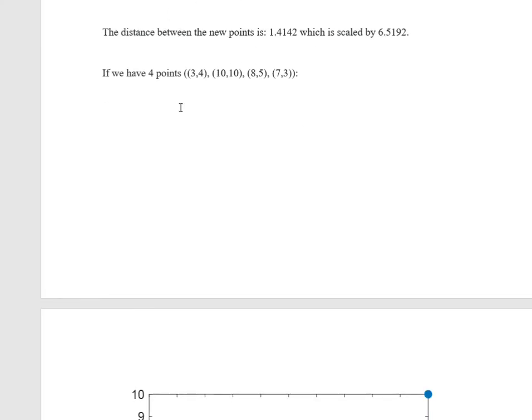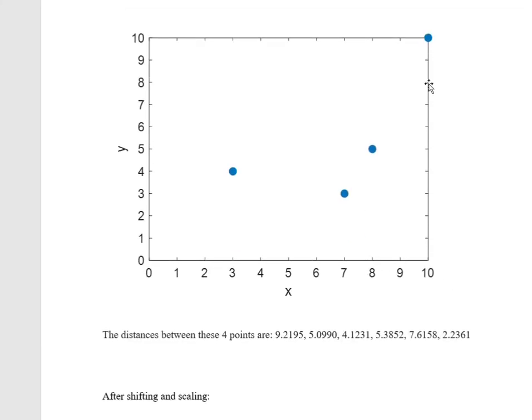Again, the minimum value for the x-axis is 3. You need to shift them by subtracting 3 from all the x values. And the minimum for y is 3, so you need to subtract 3 from all the y values. After subtraction, you find the maximum value for x and the maximum value for y. Then divide all new points after shifting by the maximum value. So what would you get? You have these 4 points.